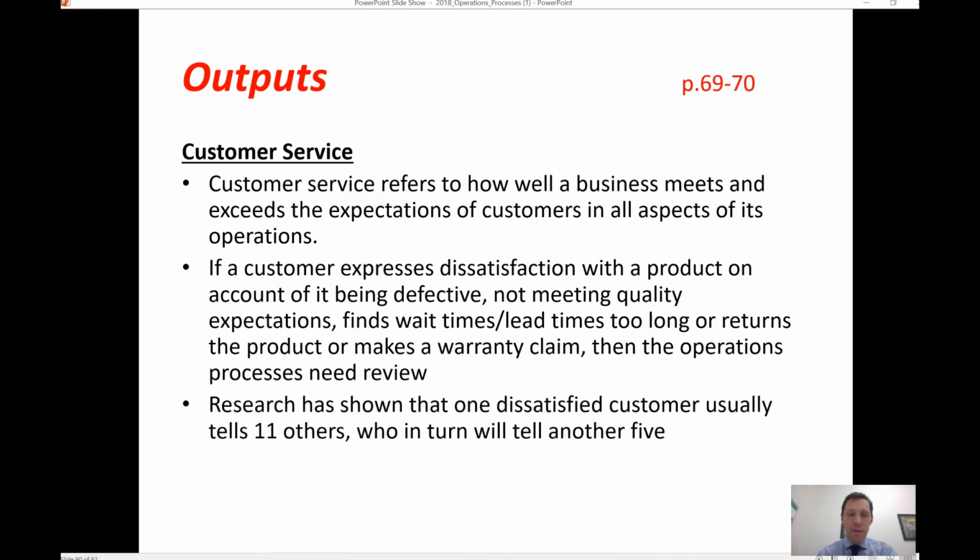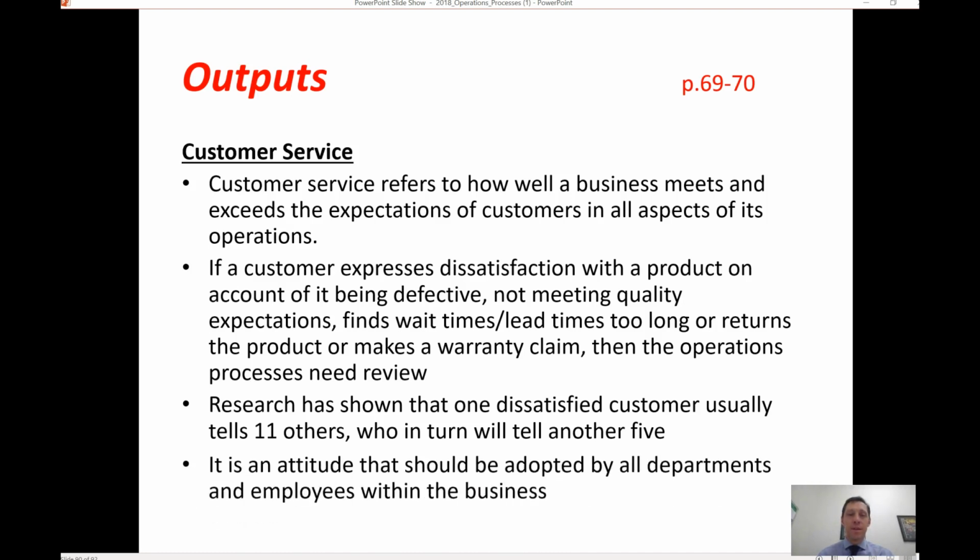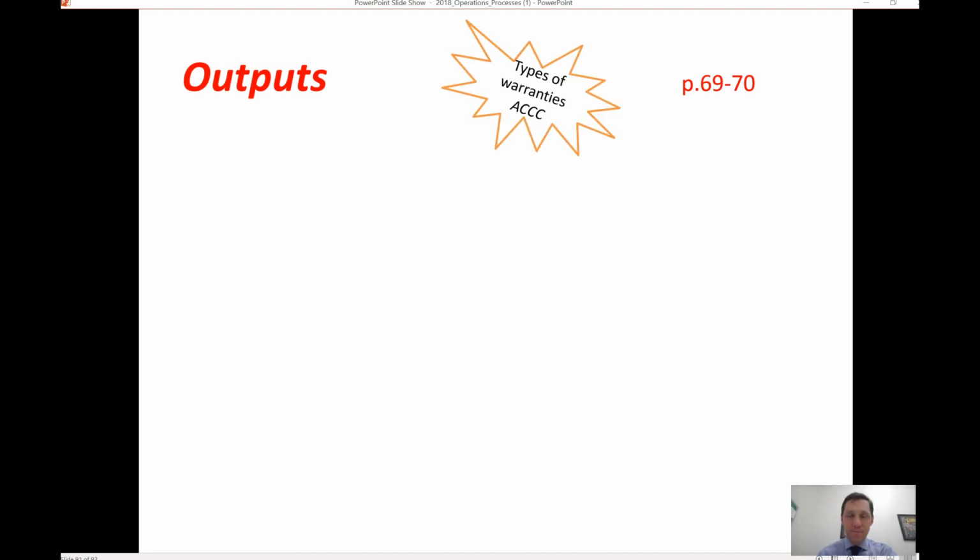Research has shown that one dissatisfied customer will often, on average, go and tell 11 others, who in turn are going to tell another 5, and that's bad business. It's affecting the business's reputation. So having a high level of customer service and a good level of customer service is really important to business success. And it's an attitude that should be adopted by all departments and employees within any business, not just certain silos or certain small parts of a particular business.